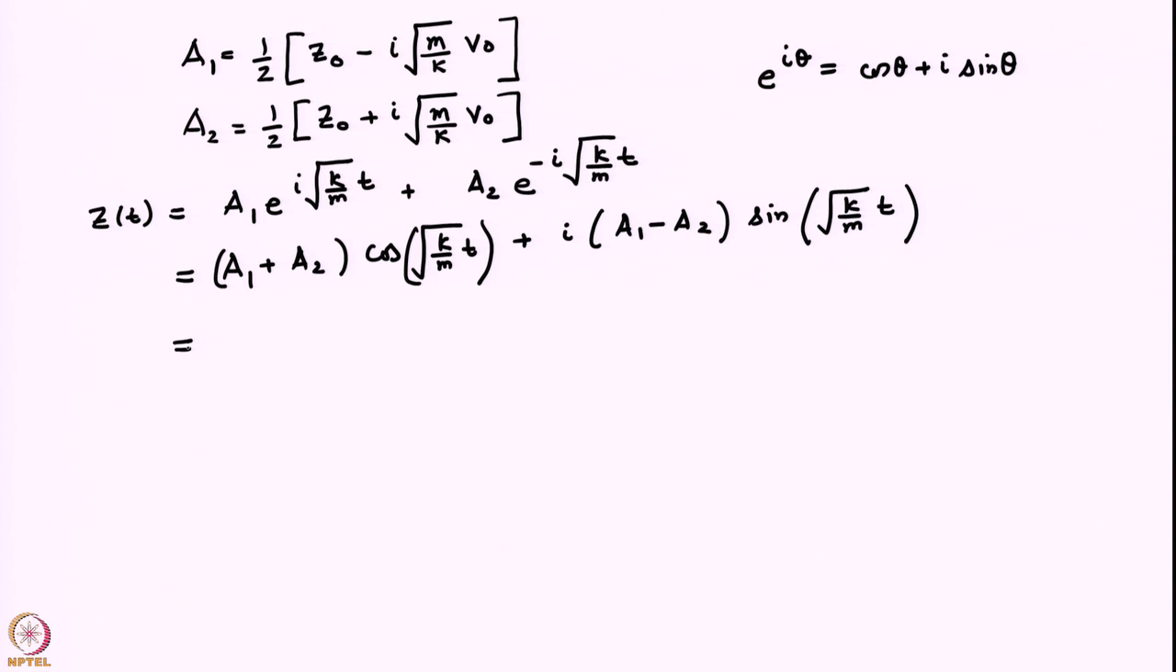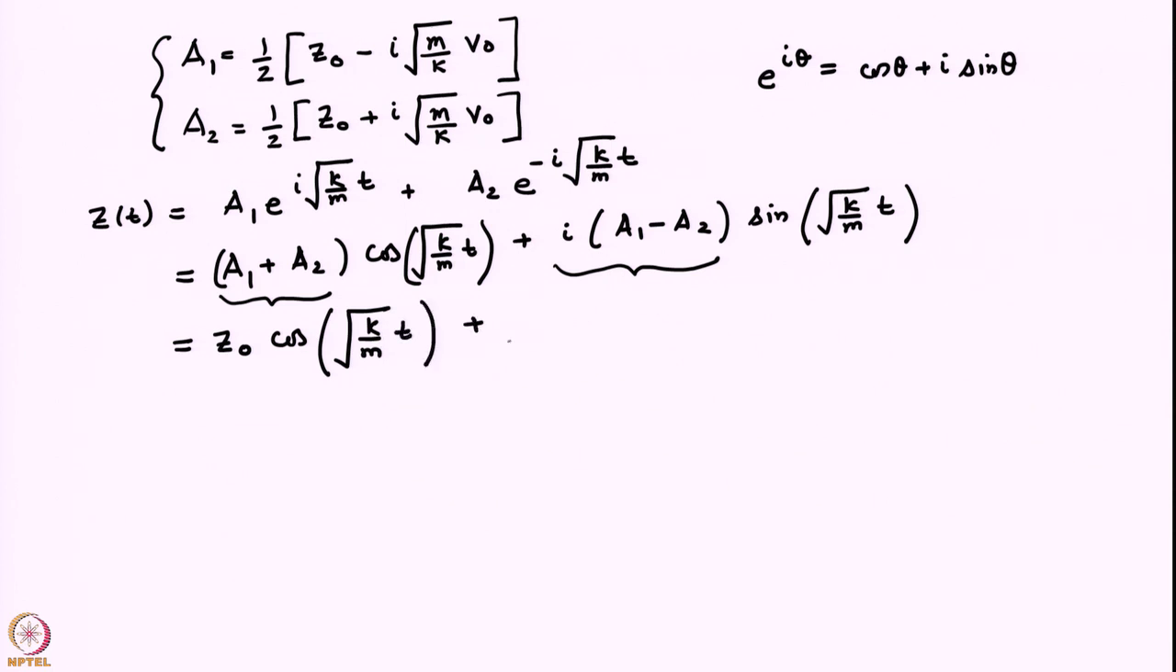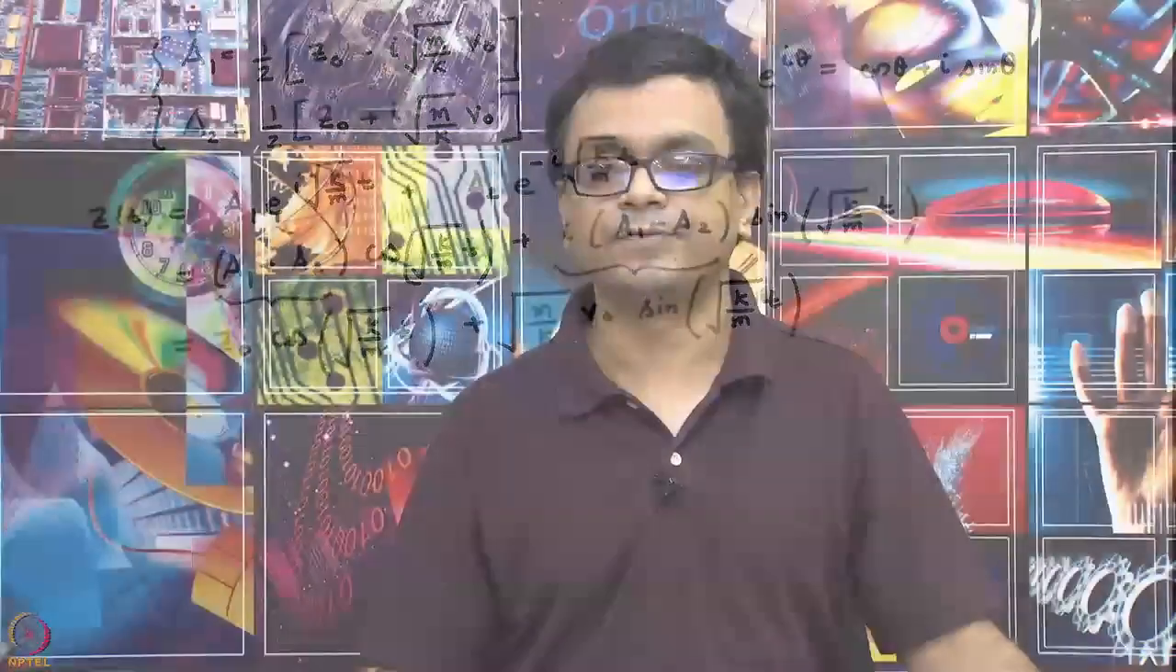And if you just substitute from these two expressions the value of A1 plus A2 and i times (A1 minus A2), you will finally obtain this is equal to Z0 cos square root k by m t plus square root m by k V0 sin square root k by m t. Okay, so this solves our first problem, the problem of a single point mass attached to a linear spring, and this is the most general solution to the problem.